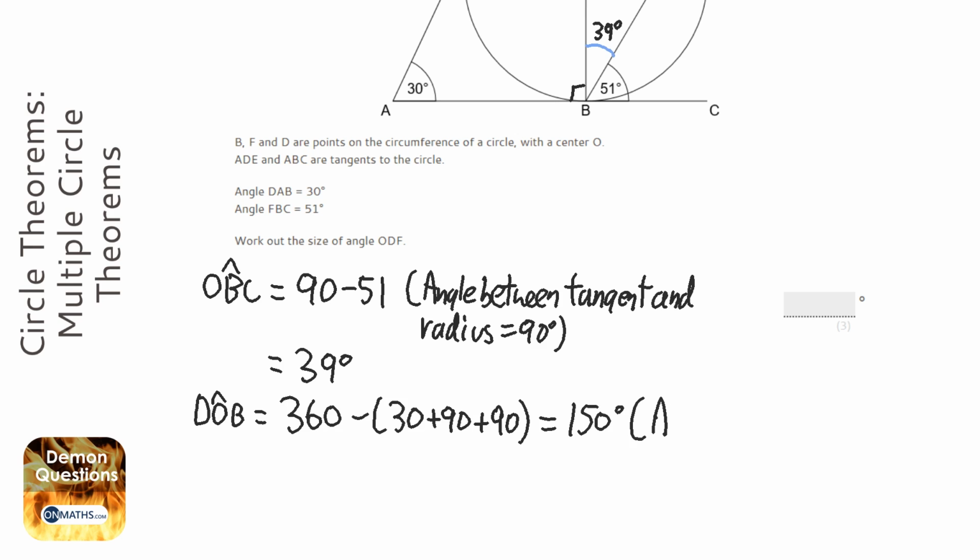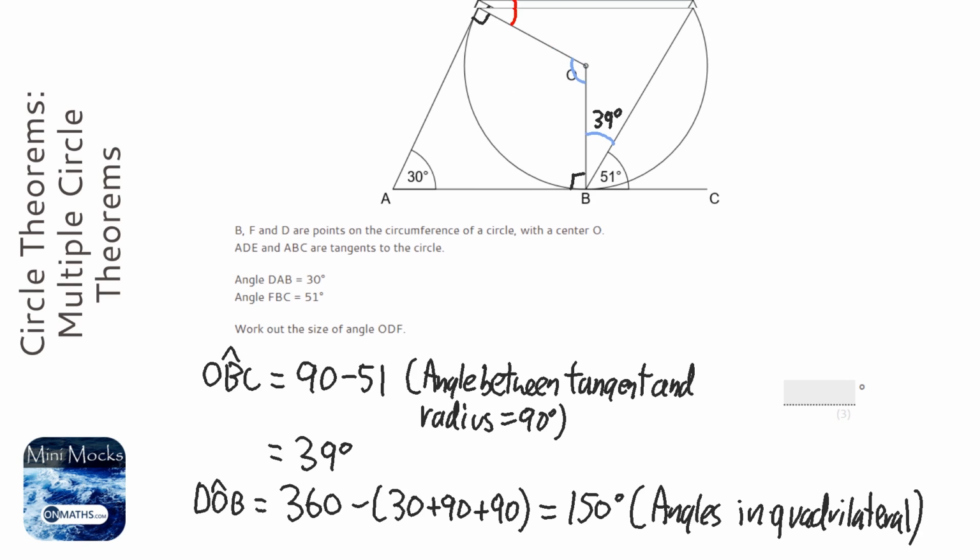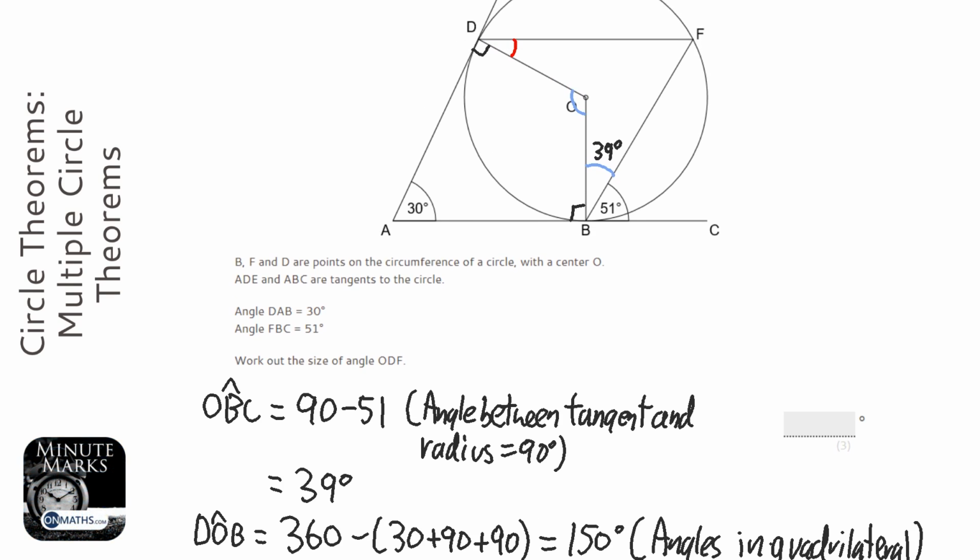And the reason is angles in a quadrilateral. And we should really say that the angles ABO and ADO are angles between a tangent and radius as well, but I'm not going to. We've already used that reason, and it's clear in our diagram that we've just repeated the same reason. Okay, so angle DOB we've got as 150. So let's mark that on our diagram. So we can work out this angle here.